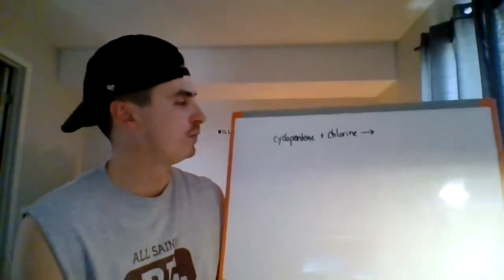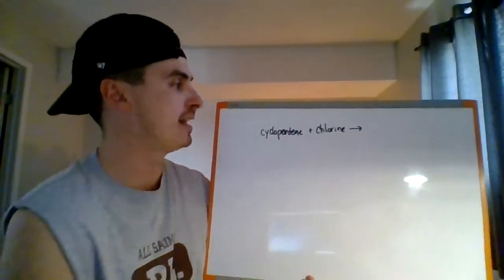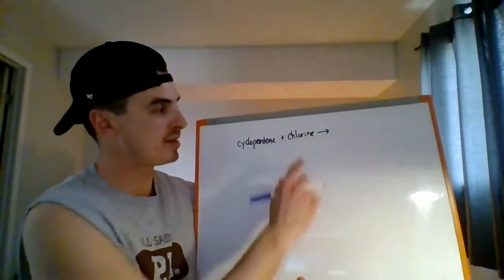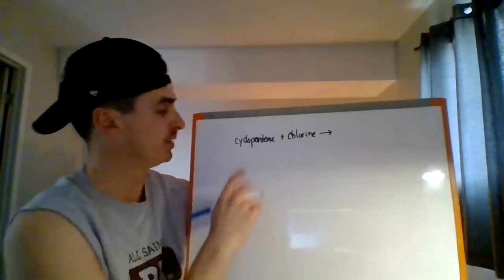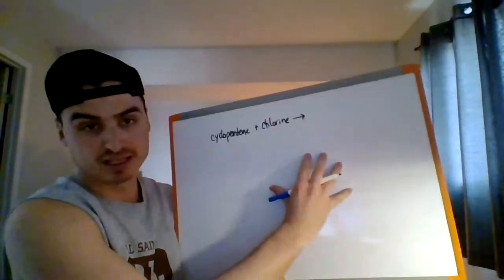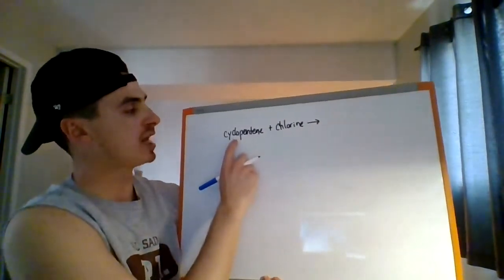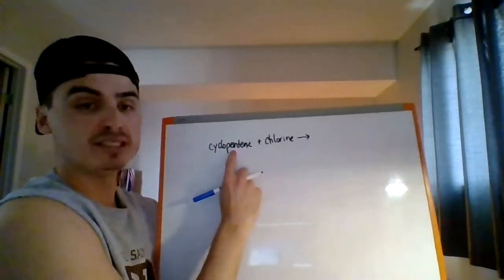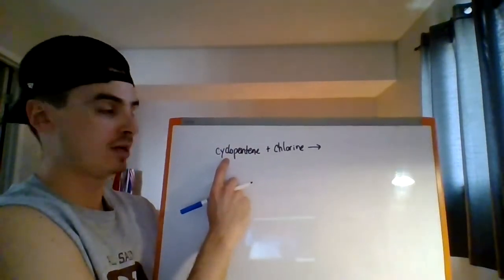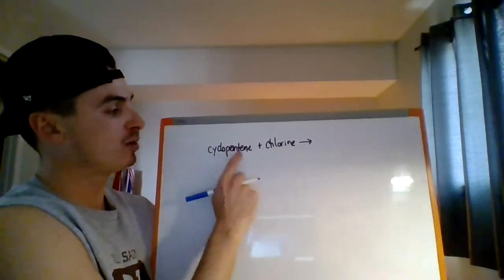Okay, so the next example is cyclopentene and chlorine. Rather than adding hydrogens now, we're adding a halogen, okay? So first thing that we gotta do is draw everything out and see what's gonna happen. Cyclopentene: ene means double bond, pent means 5, cyclo means ring. So we have a 5-carbon ring with a double bond.